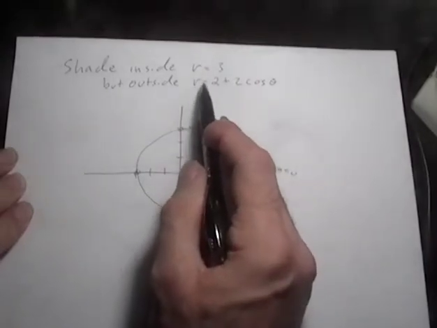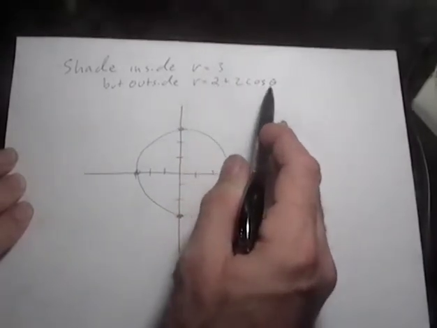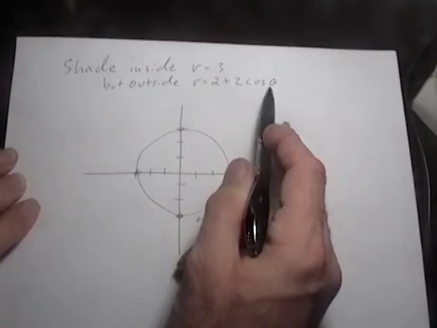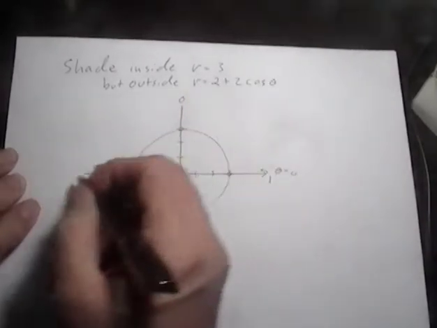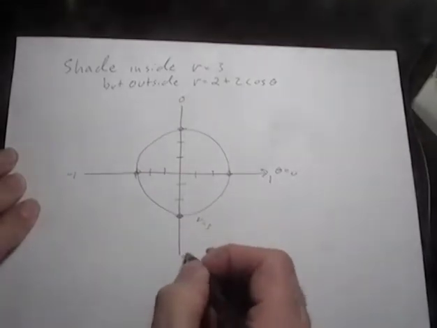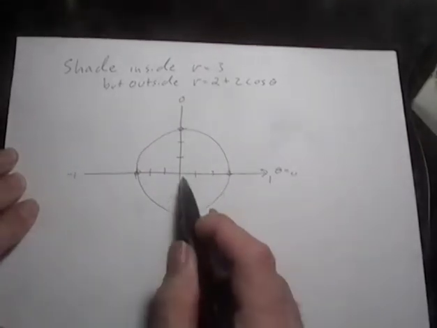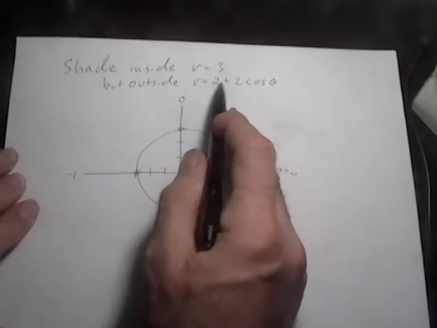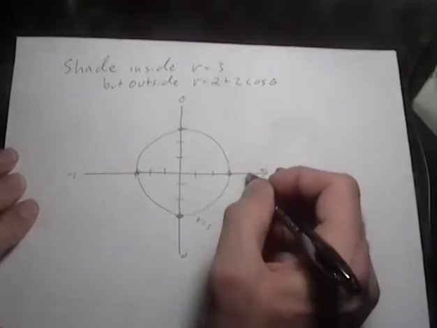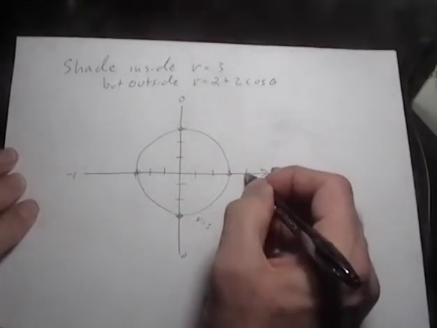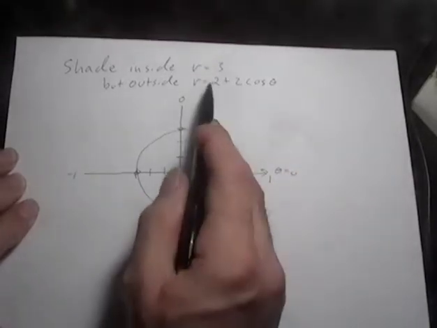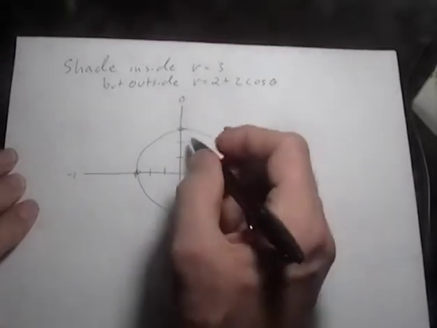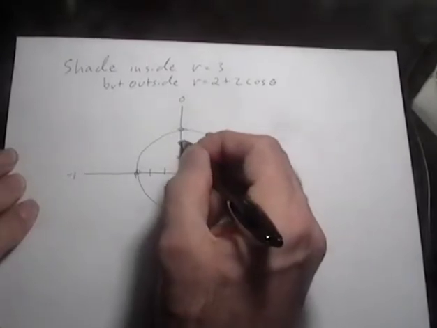The cardioid, r equals 2 plus 2 cosine theta. Remember that the pattern for cosine is 1, 0, negative 1, 0. So in this direction, it's 2 plus 2 times 1. That will be a 4. In this direction, it's 2 plus 2 times 0. That would be a 2.